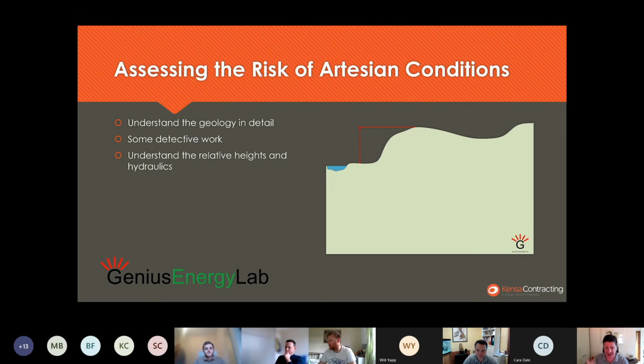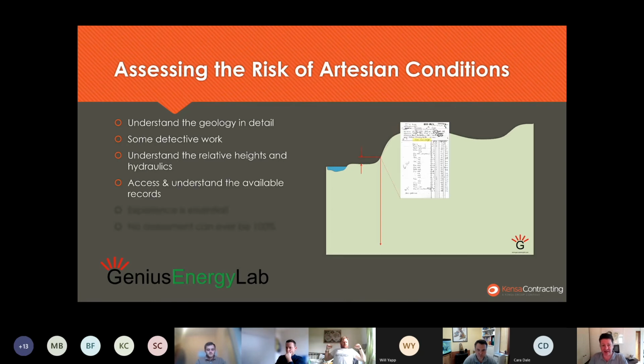Second thing, as I said earlier on, is we look at the relative heights and the hydraulics. So these things, just like the old roof tiler's trick of using a hose pipe with water in it to level up the tiles in a roof, the water's going to find that level. And do we have relative heights to then drive that hydraulic linkage?